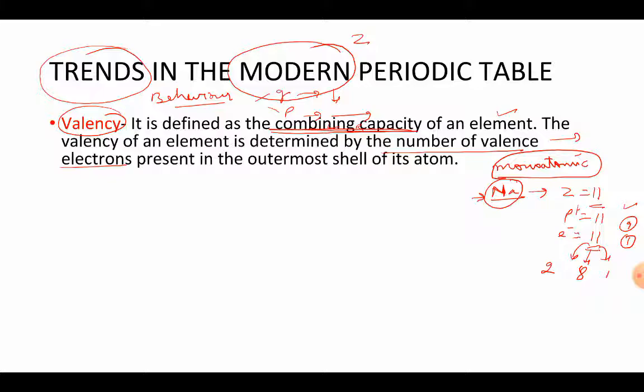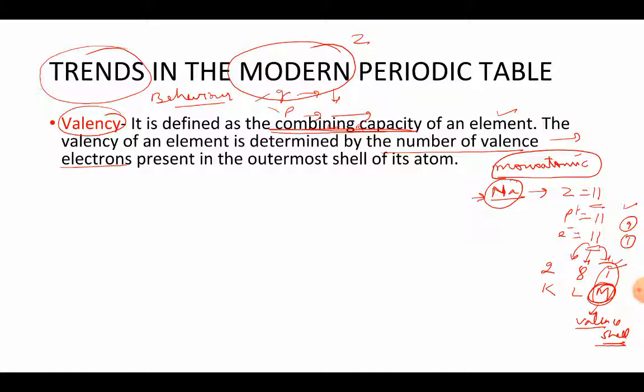So in case of sodium, how many total shells are involved? 3 shells. The very first shell is the K shell, then L and M, right? Now over here the M shell is the outermost shell. This M shell is called the valence shell. And what is valence shell? Now it is clear that the outermost shell is called the valence shell, and the number of electrons present in that shell is called the valence electron. So that is how we get to know about the valence electron.